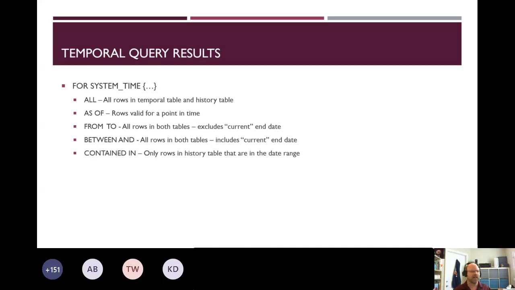And then finally, the contained in. This is only going to return rows in a table that are in the date range. So it's going to only take things out of the history table.